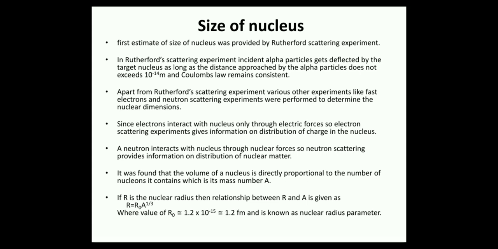It was found that the volume of a nucleus is directly proportional to the number of nucleons it contains, which is its mass number A. If R is the nuclear radius, then the relationship between R and A is given by R equals R naught A raised to the power 1 by 3, where R0 is equivalent to 1.2 into 10 raised to the power minus 15 m, that is, 1.2 fm, and is known as the nuclear radius parameter.